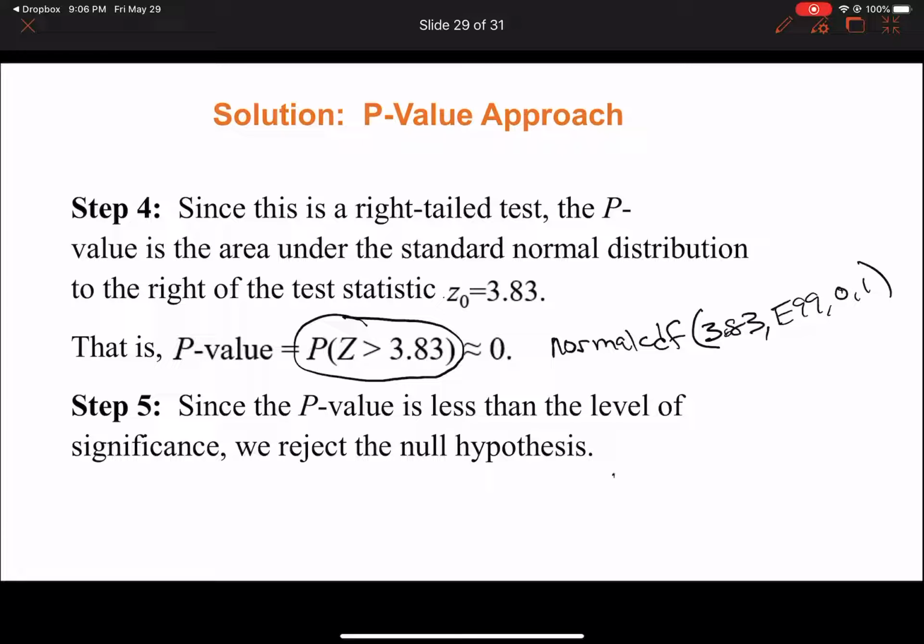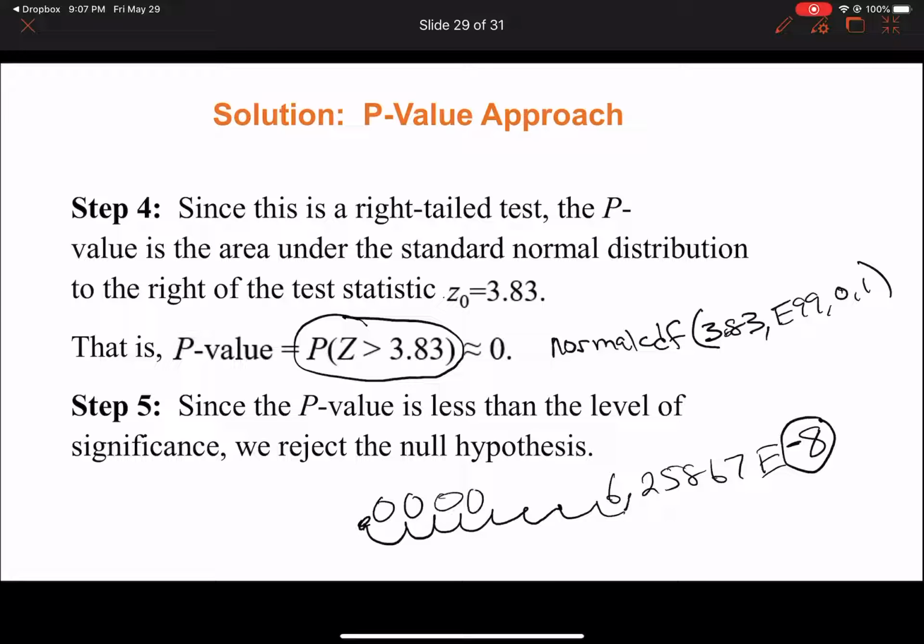So if your calculator said something, this is just a random number that I picked, 2.5867E-8, you've seen this before. This means that I need to move the decimal point 1, 2, 3, 4, 5, 6, 7, 8 places. So basically, this number right here is a really, really small number, basically 0.